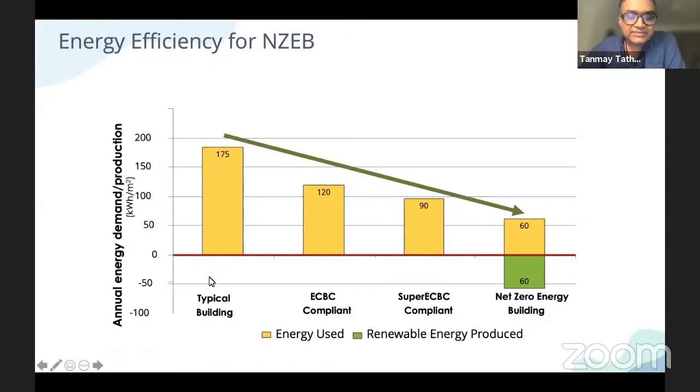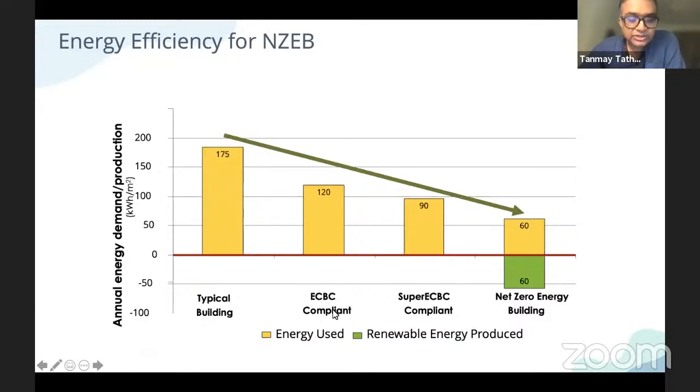So this is an example of a typical office building in, let's say, a hot, warm, humid or composite climate. So in Delhi or Bombay, a typical building like this would use between 160 to 200 kilowatt hours per square meter per year. So we've just taken an average, let's say 175. So every square meter of building uses this much energy per year.